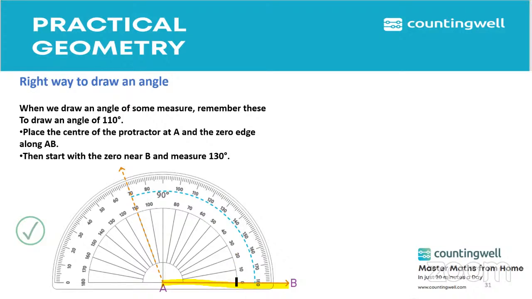So how are we measuring? You are measuring like this: 0, 10, 20, 30, 40, 50, 60, 70, 80, 90, 100 and 110. If in the question it is 110, then you have to measure 110. If in the question it is 130, you have to go till 130. So how to know whether you are using these measures or those measures? You have to make sure from where you are counting the angle.